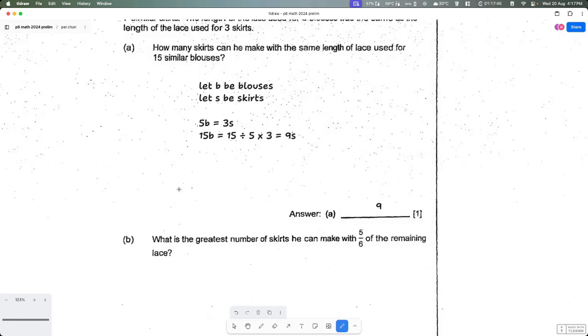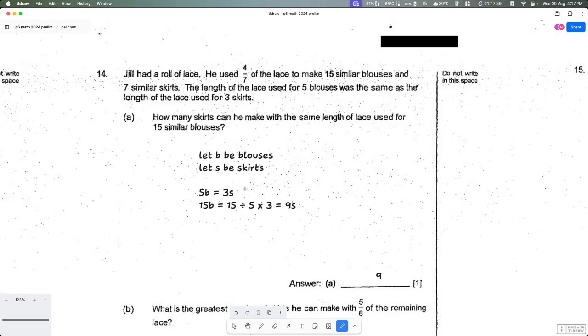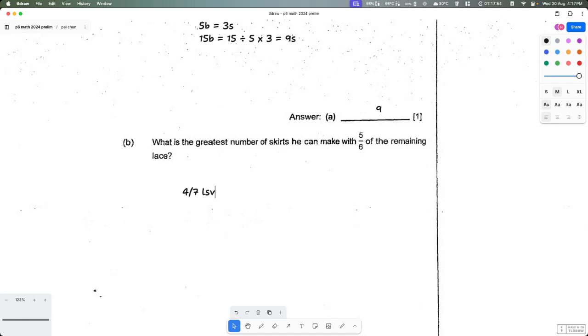Okay, so we know that 4/7 of the lace was used to make 15 similar blouses. Right, so 4/7 lace used. So remaining is equal to 1 minus 4 out of 7, which is equal to 3 out of 7. Okay, so lace used is 4 out of 7. Because he can make 5/6 of the remaining, we are left with that.